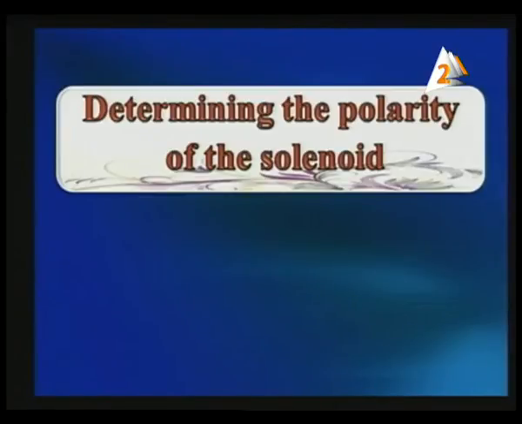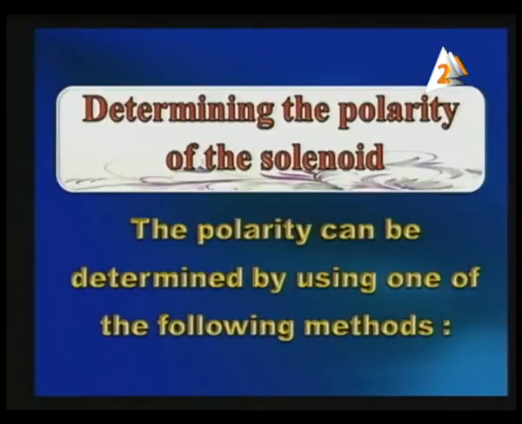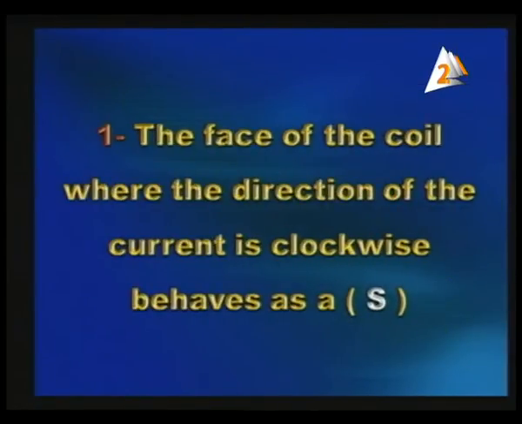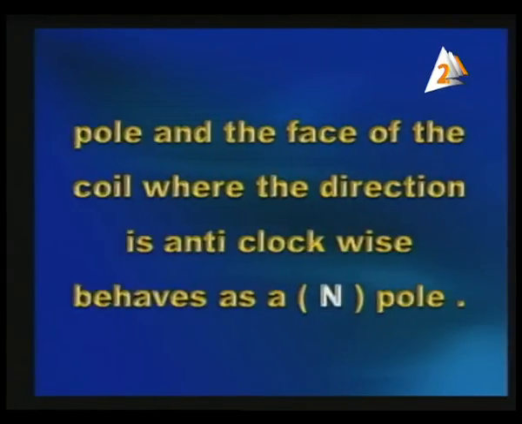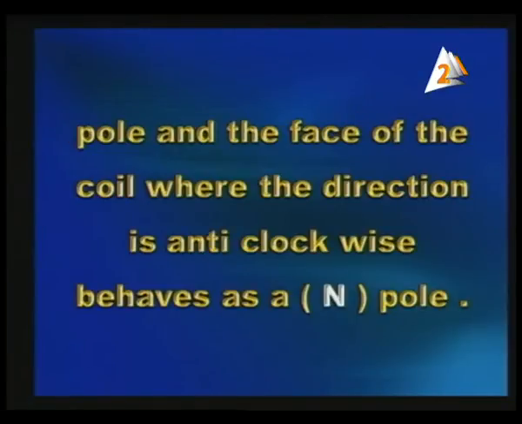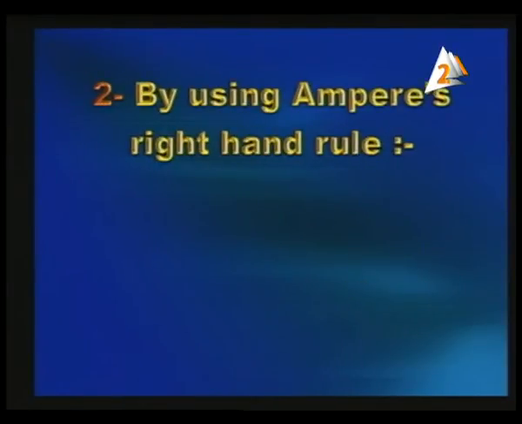Determining the polarity of the solenoid. Polarity can be determined by using one of the following methods. The face of the coil where the direction of the current is clockwise behaves as an S pole, south pole. And the face where the direction is anti-clockwise behaves as a north pole. This is one method. Also, you could use Ampere's right-hand rule.